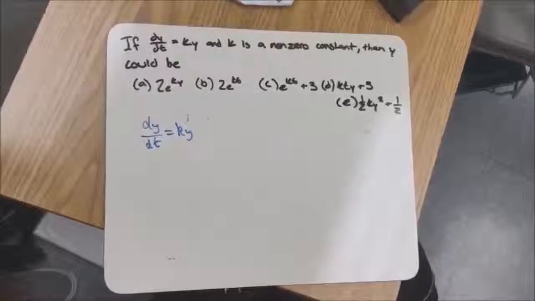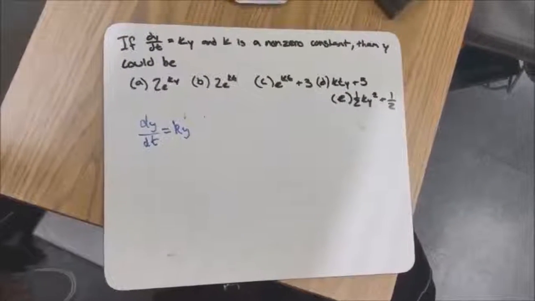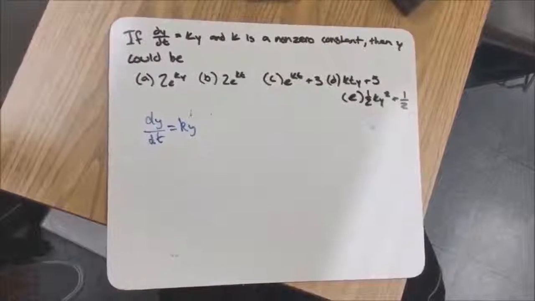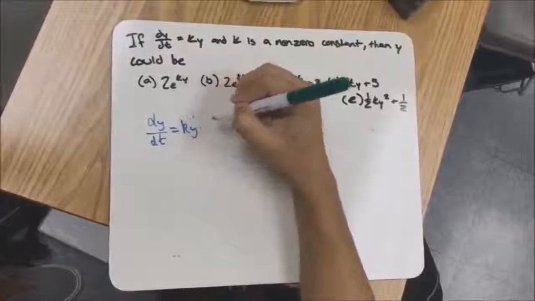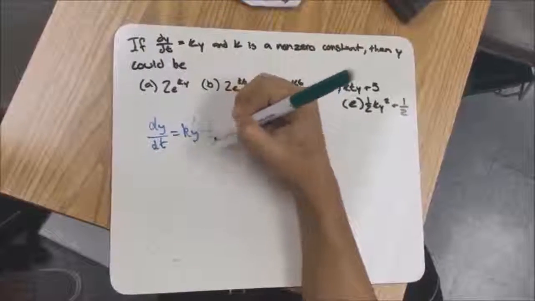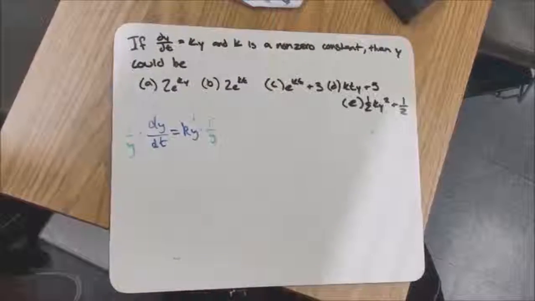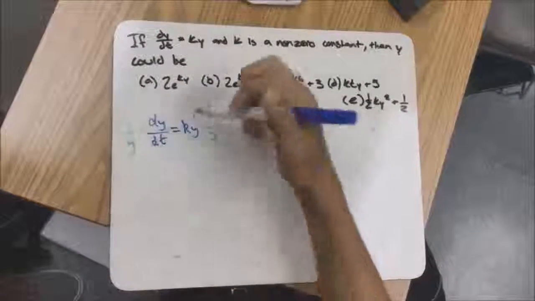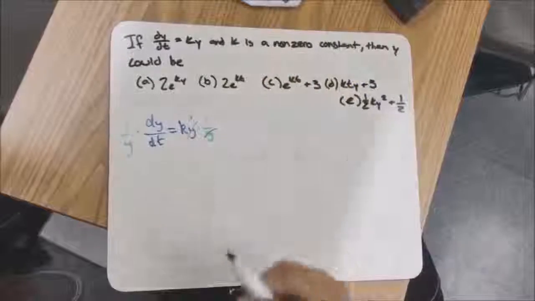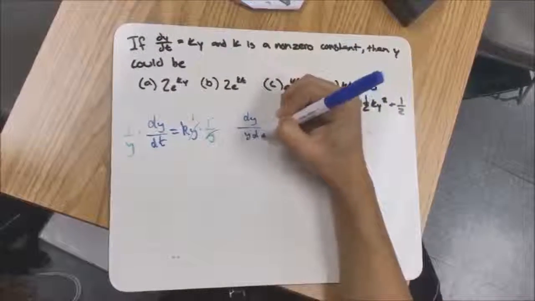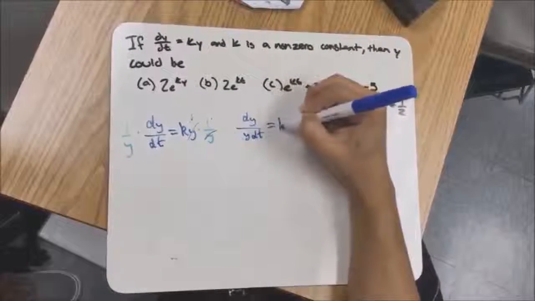Okay, so first we need to bring y to the side with dy by multiplying both sides by 1 over y. So let's go ahead and do that. 1 over y and 1 over y. Y crosses out from this side of the equation, and we end up getting dy over y dt equals k.